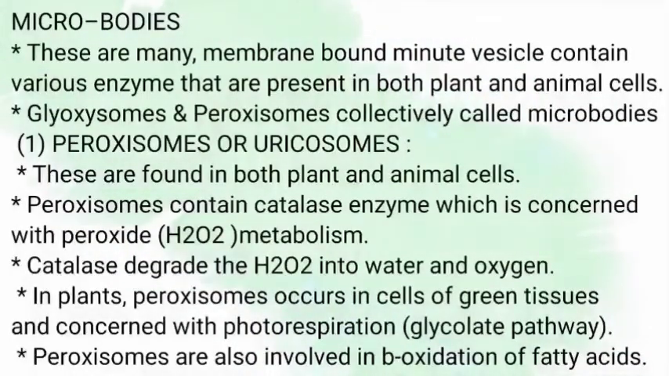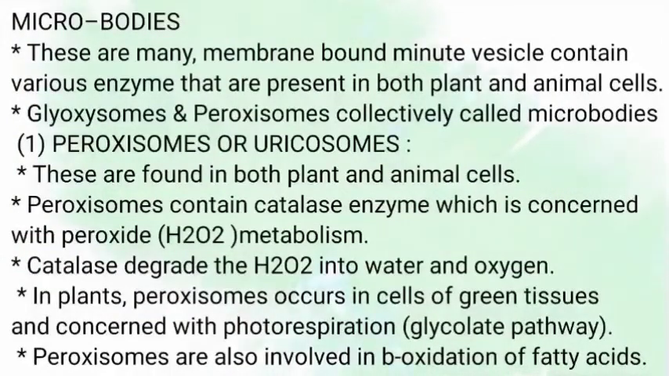Peroxisomes, or uricosomes, are found in both plant and animal cells. Peroxisomes contain enzymes concerned with peroxide, H2O2, metabolism. Peroxidases degrade the H2O2 into water and oxygen. In plants, peroxisomes occur in the cells of green tissues and are concerned with photorespiration or the glycolate pathway. Peroxisomes are also involved in beta oxidation of fatty acids.